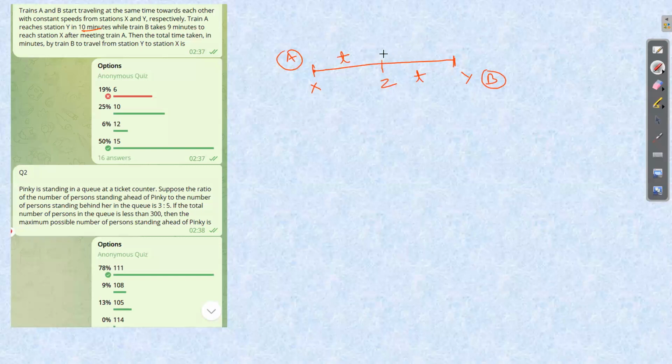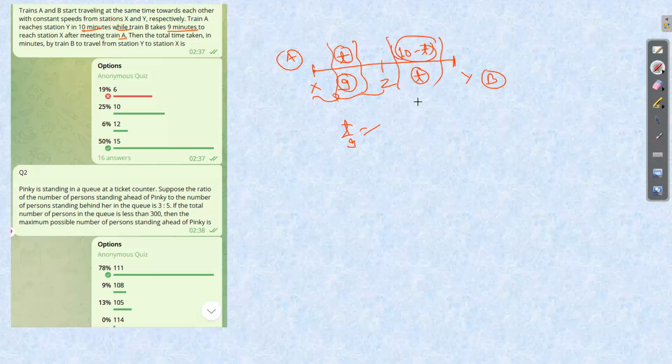So till here it took t time. So from Z to Y it will take 10 minus t time. While it is given that train B takes 9 minutes to reach after meeting, so from Z to X it takes 9 minutes. Now, if we take their ratio, for the same distance we can take their time ratio. So t by 9 equals this ratio, and we can equate it to (10 minus t) by t.